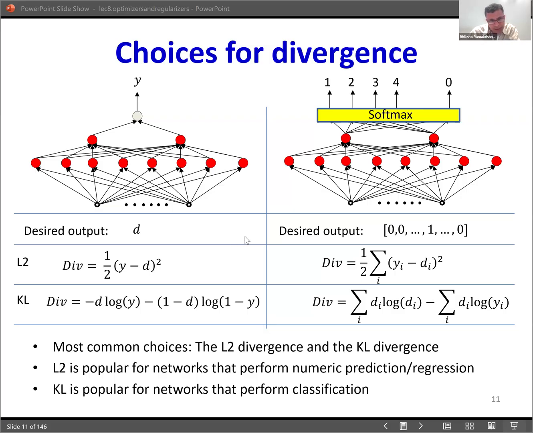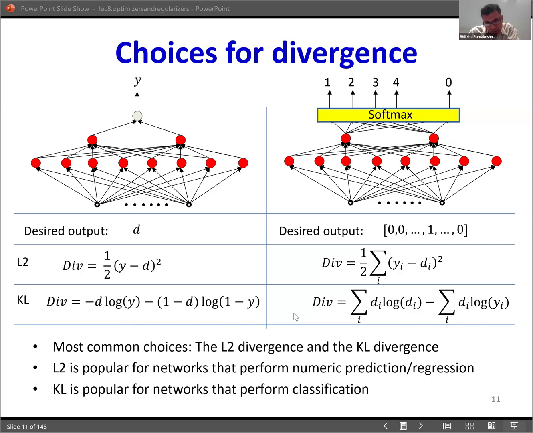However, we saw that a different kind of divergence that we could use is the KL divergence, which for the binary classification case is minus d log y minus (1 minus d) log(1 minus y). So this one is going to be infinite when you're infinitely wrong. If the desired output is 0 and your current output is 1, you're infinitely wrong, so this will become infinite. If the desired output is 1 and the current output is 0, then too this is going to become infinite.